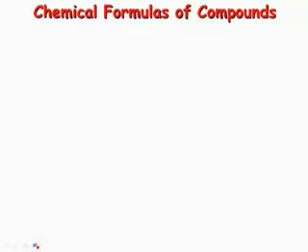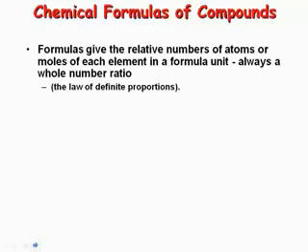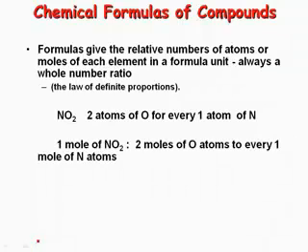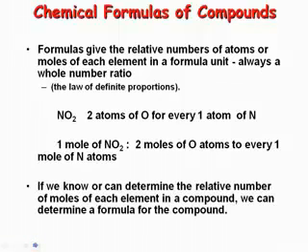Okay, now let's take a look at chemical formulas of compounds. If you remember from before, the formulas have two components. We have the element symbol, and then we have subscripts, and these subscripts tell us the mole ratios of each of the elements that's in the compound. So for example, if NO2 is our compound, that says I have 2 atoms of oxygen for every 1 atom of nitrogen, which also means that for every 1 mole of the NO2, I have 2 moles of oxygen atoms to every 1 mole of nitrogen atoms.